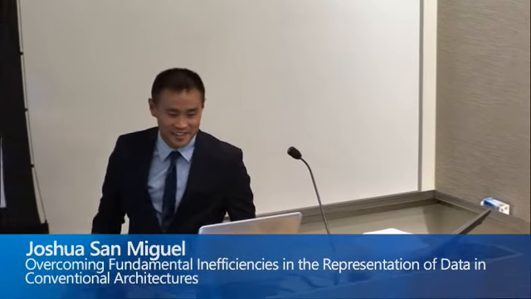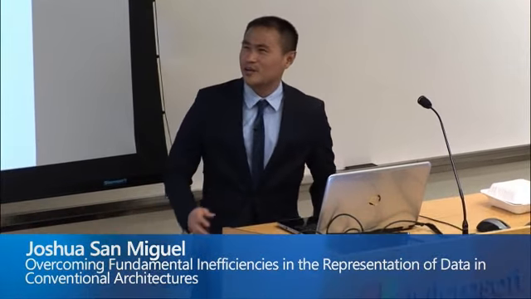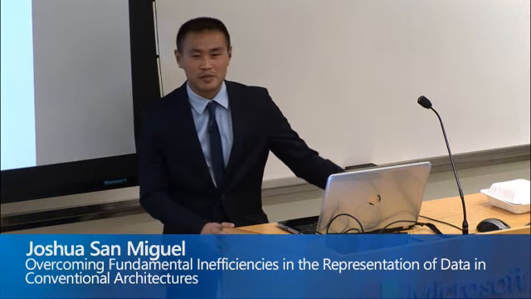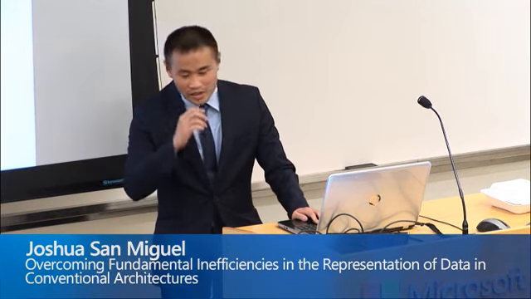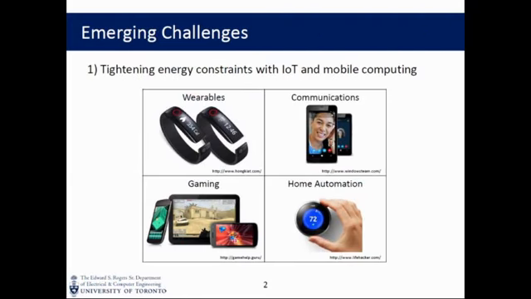Thank you for that. So in this talk, I'll be discussing how we overcome fundamental inefficiencies in the way we represent data in our modern systems. There are three emerging trends that are posing considerable challenges to our systems and architecture. The first is that in our everyday lives, we're relying more and more on small devices, whether it be your smartphones, your smartwatches, your smart home technology systems. And in these systems, first of all, energy constraints are becoming far more strict, more so than ever before, and any inefficiency in our hardware now can seriously impede our productivity and our quality of life.